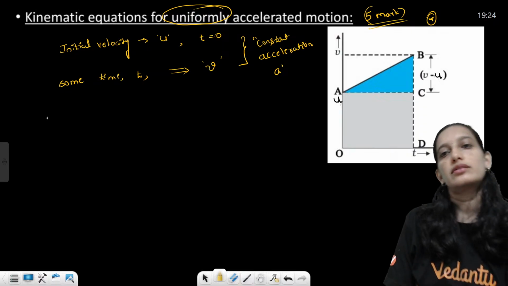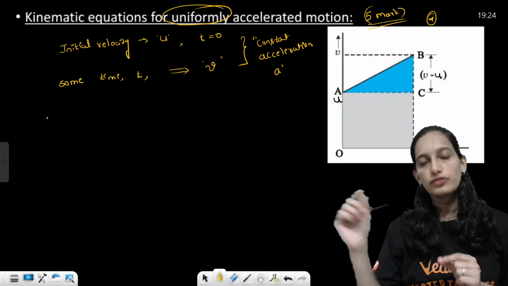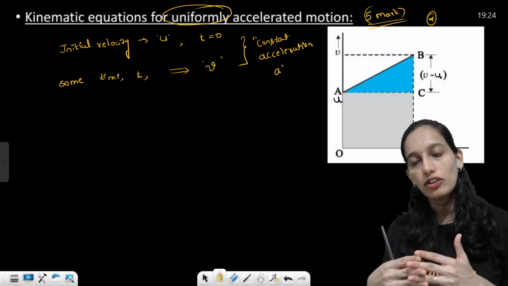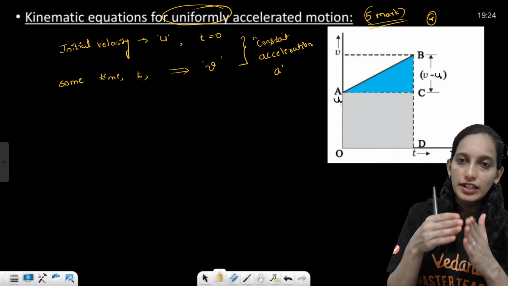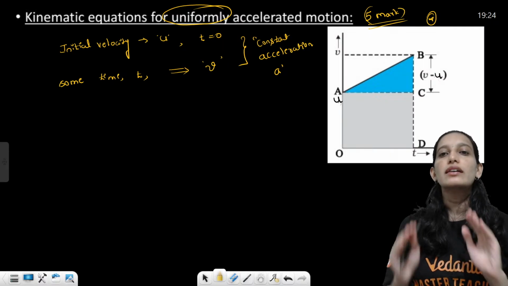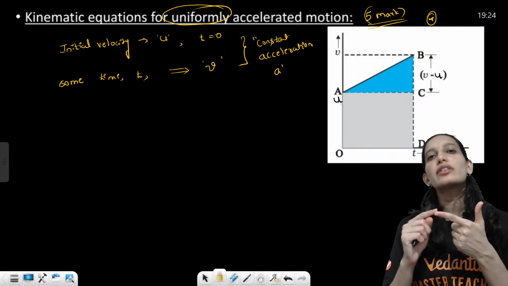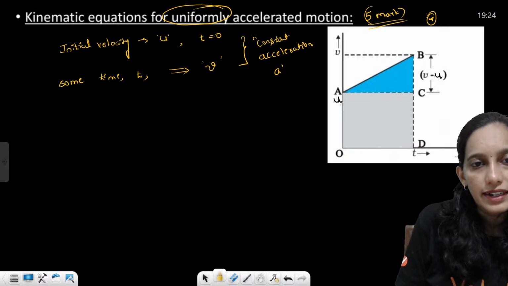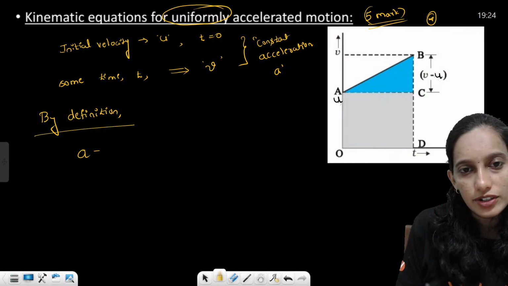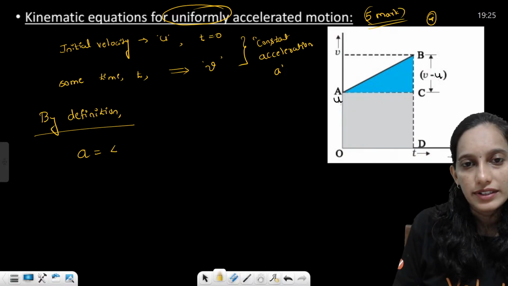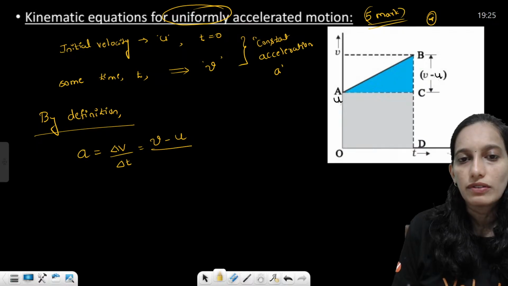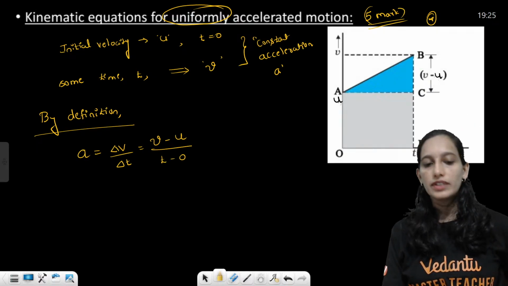So by definition, constant acceleration means that throughout the motion of the particle its acceleration is the same, there is no change in its magnitude or direction, correct? Acceleration is remaining constant. So in that case, whether you define average acceleration or instantaneous acceleration, both will be the same, because throughout the motion the acceleration is the same. So from that I can say by definition, acceleration a is equal to change in velocity by change in time, delta v by delta t. Here the change in velocity is final velocity minus initial velocity, by the time interval. Correct?